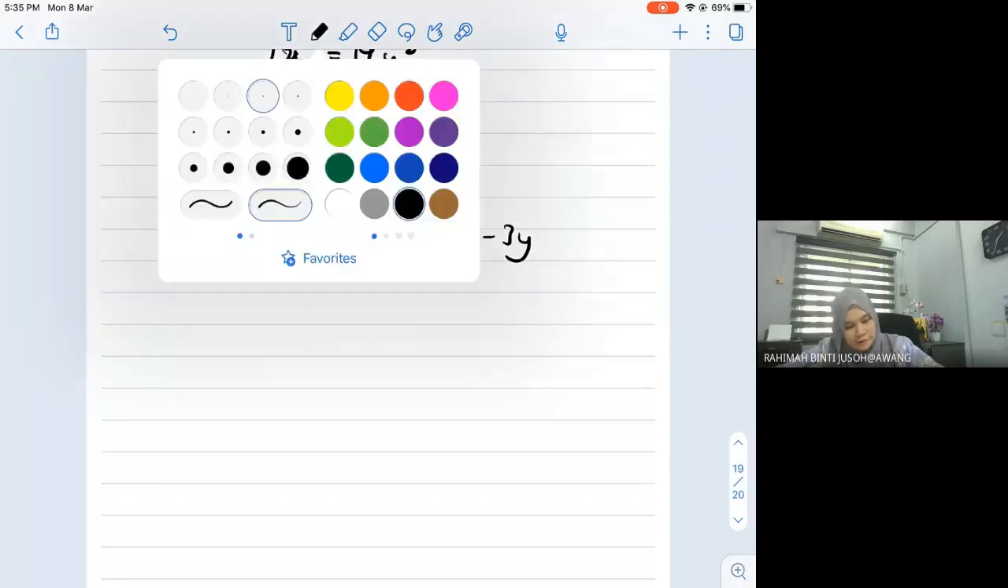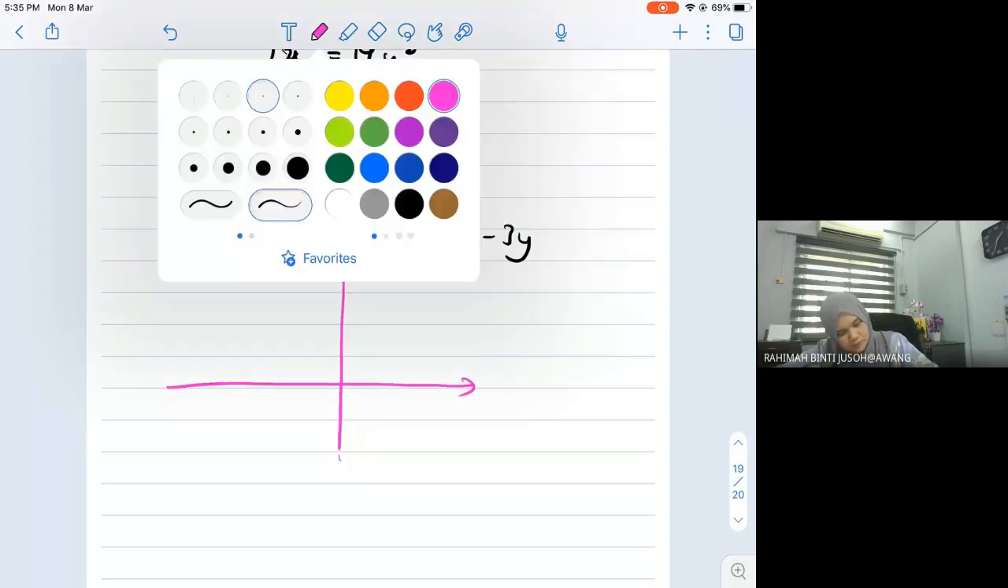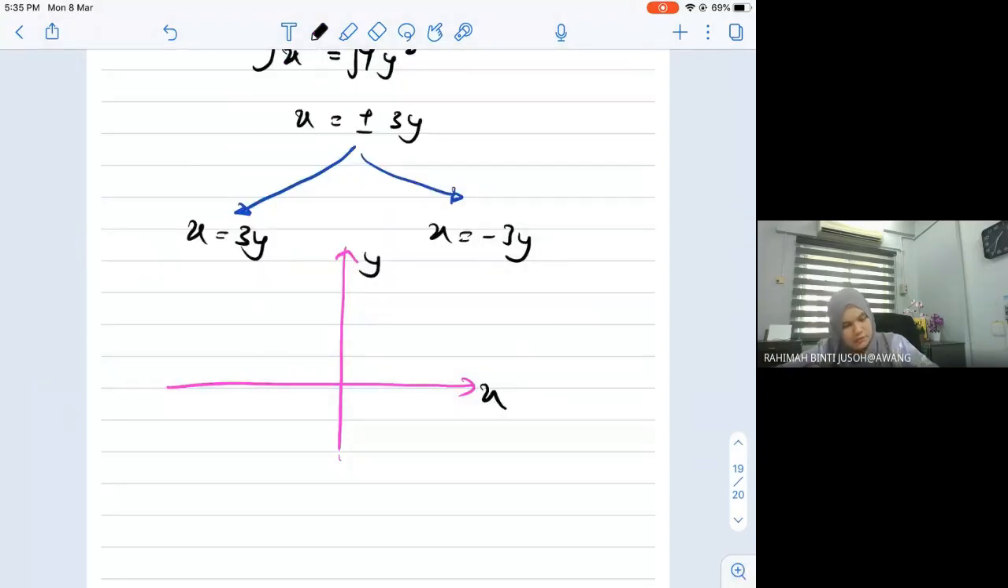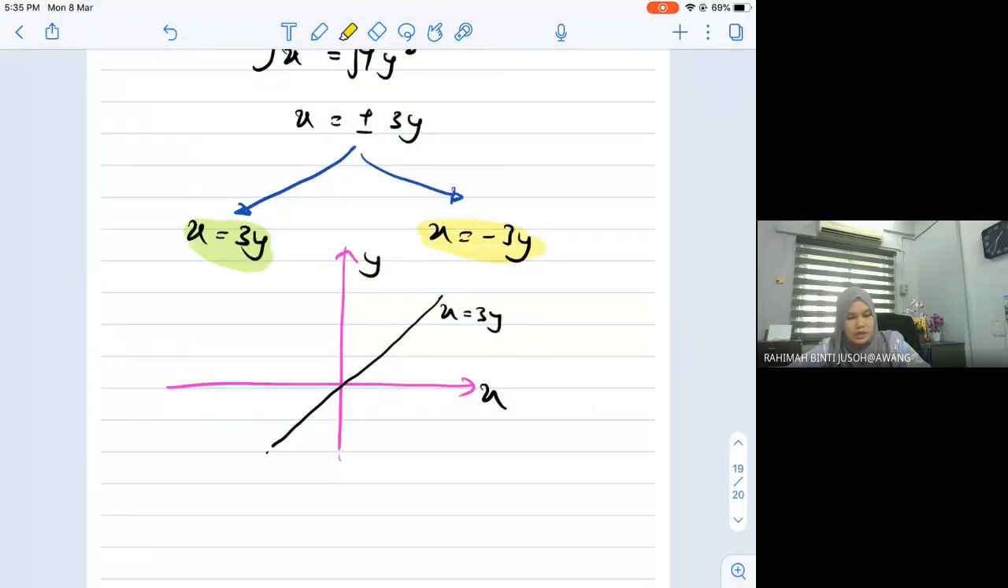So bila you plot graph 2D ni guys, paksi X dengan Y yang terlibat, X dengan Y ni, okay, X equals to 3Y, straight line kan, straight line dia gradient dia positif, dia sentuh origin kan, so dia macam ni. This is the line of X equals to 3Y, isn't it? Gradient dia positif, 3 tu. And then next, for this equation, X equals to negative 3Y, gradient dia negative, so dia negative lah. Macam ni. X equals to negative 3Y.